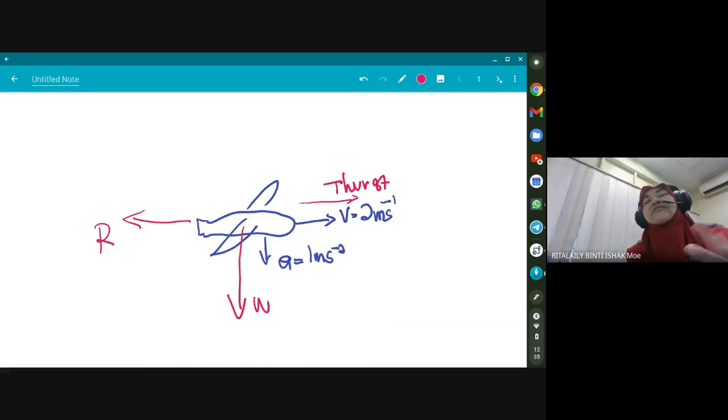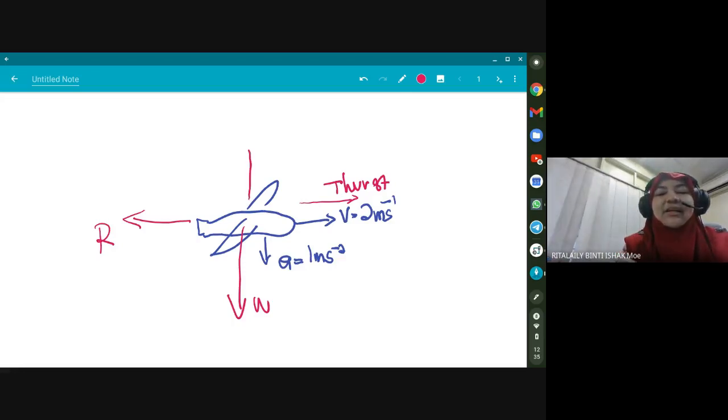Okay, so engine force actually. Force produced by the engine. So thrust. Okay, making the object go forward. And one more. Nah, yang ni ramai tak dapat jawab lagi. Weight dah ada, friction dah ada, engine force dah ada, which is thrust.